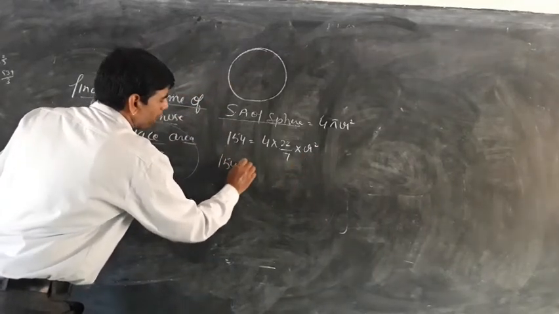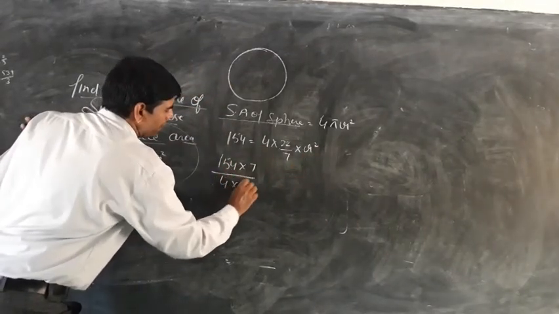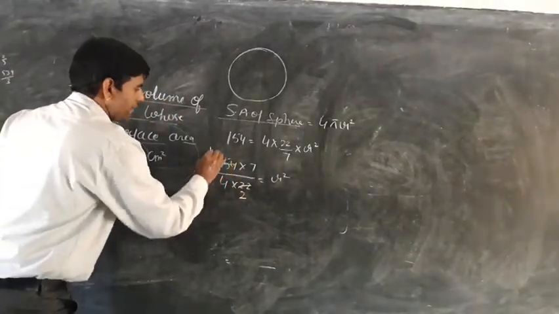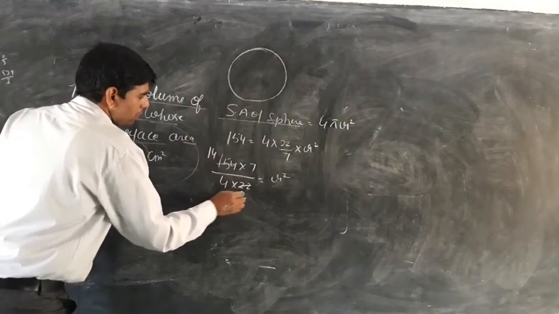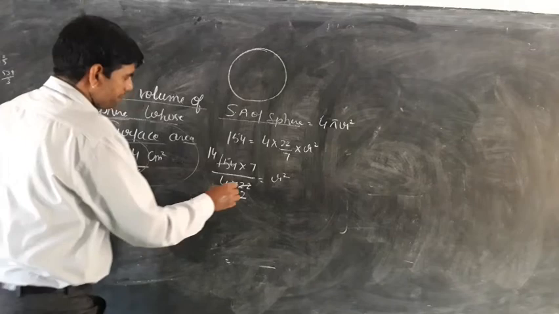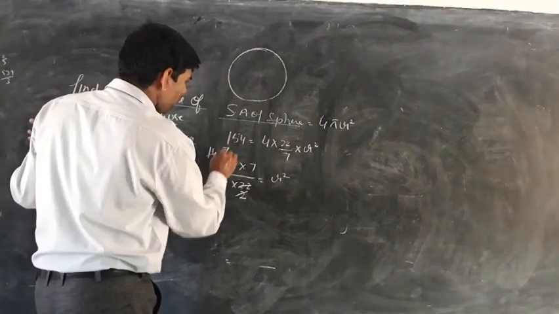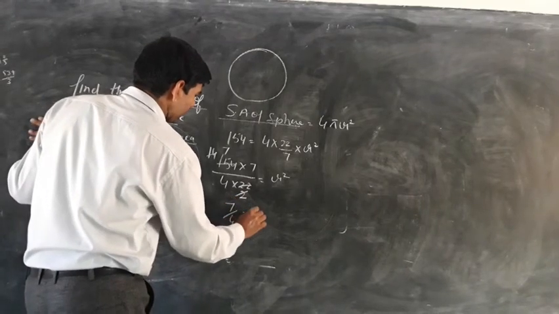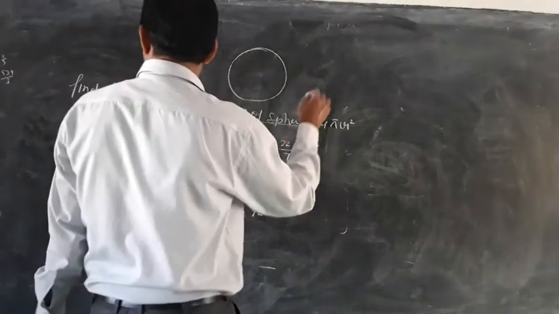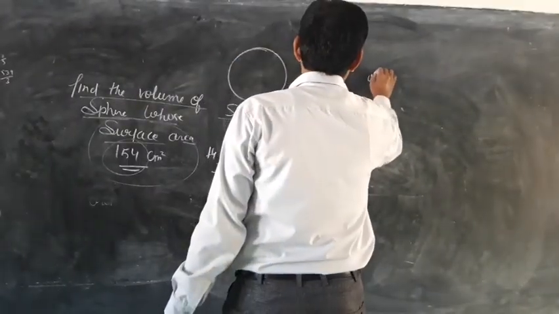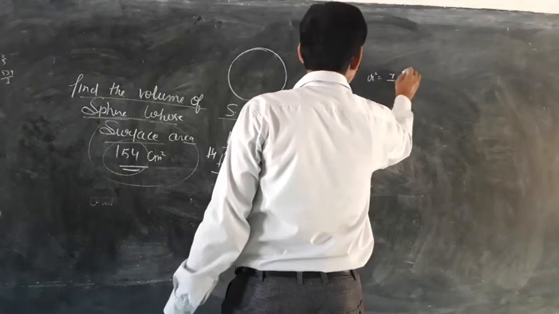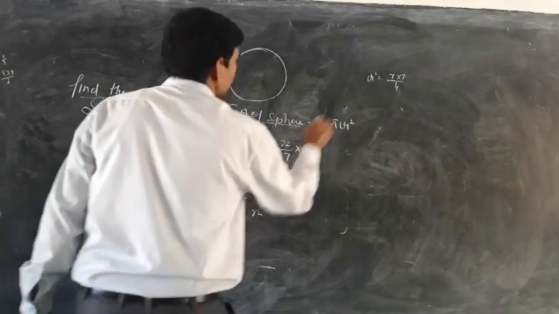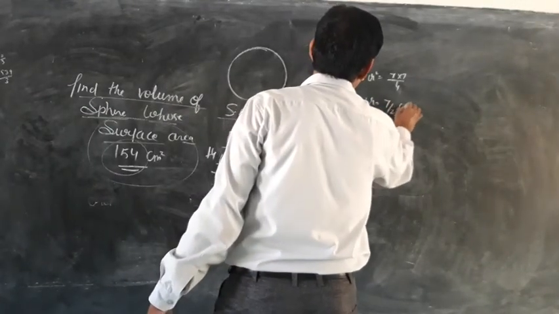So 154 into 7 and 4 into 22 is equal to r square. 11 2s are 22, 11 1s are 44, and 2 cancels. 2 7s are 14, and that is 7 upon 4 is equal to r square. That is, r square is equal to 7 upon 4, so r is equal to 7 upon 2 centimeter.